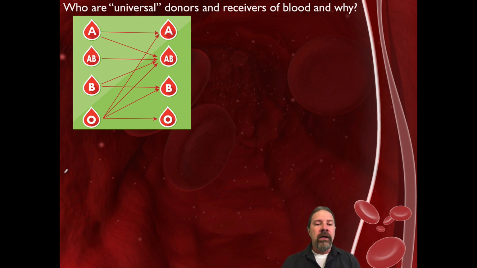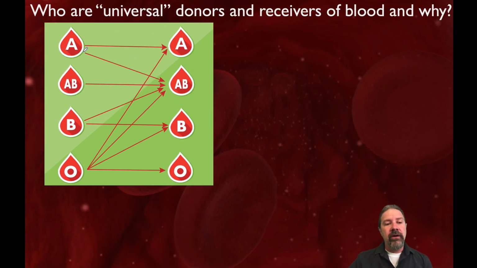The last thing we'll talk about is who are the universal donors and the universal receivers of blood and why. So if we take a look at this graphic right here, you can see our four blood types, A, AB, B, and O. And these four blood types are able to donate to specific groups and receive from specific groups. Let's take a look at A first.